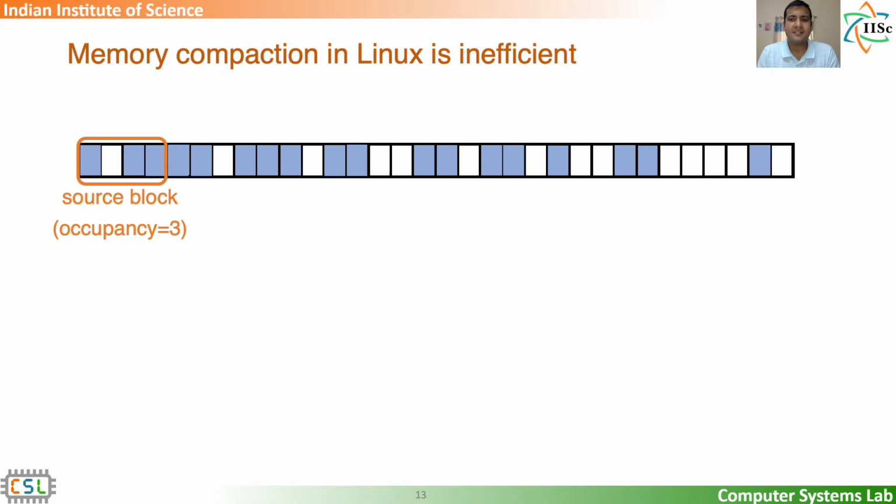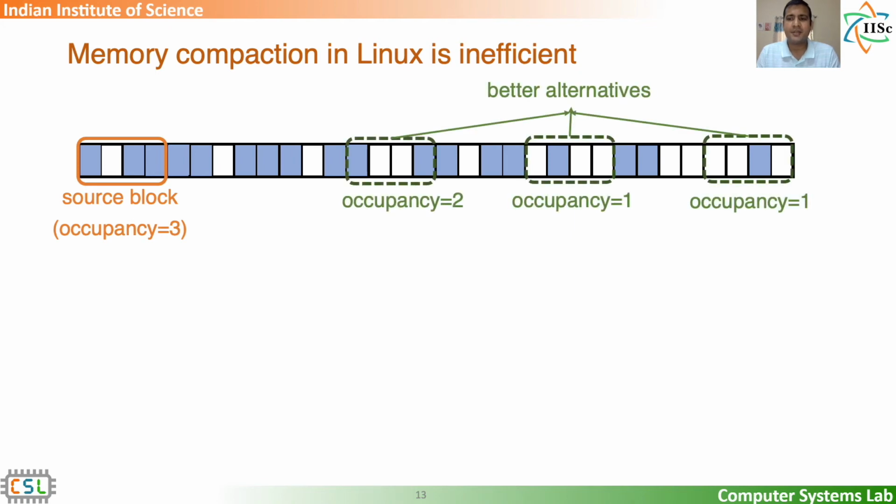We find that this sequential approach is inefficient because it disregards how the physical page frames are allocated. For example, in the picture shown here, Linux would select the leftmost memory block as the source, which would require migrating 3 page frames. At this point, there are 3 better alternatives that require less data movement.